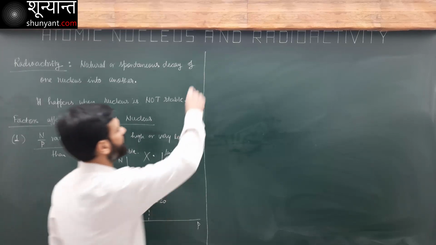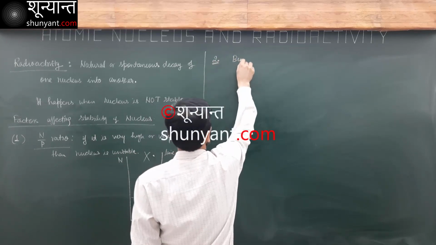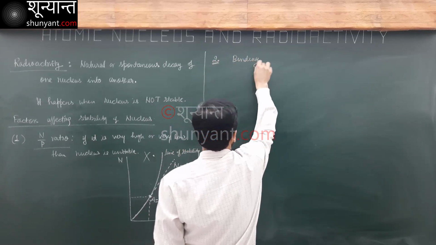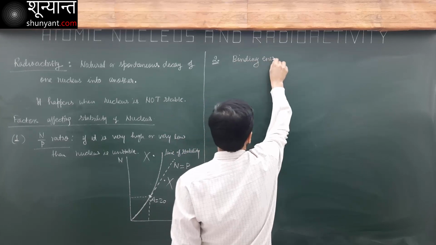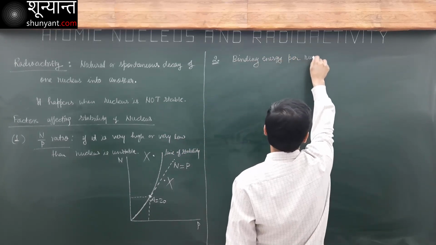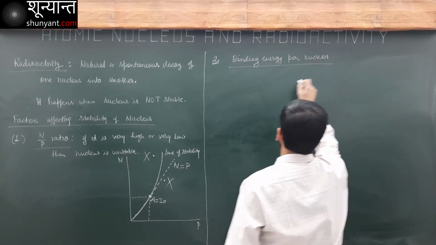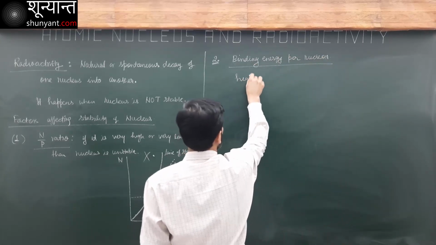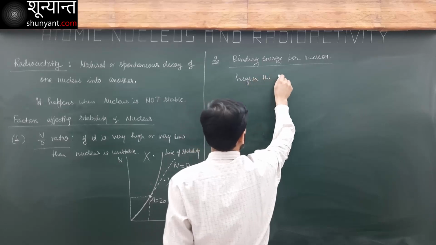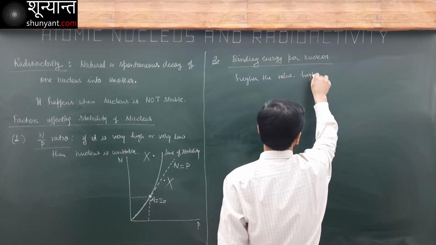Now the second factor is binding energy per nucleon. The higher the value, the higher the stability.